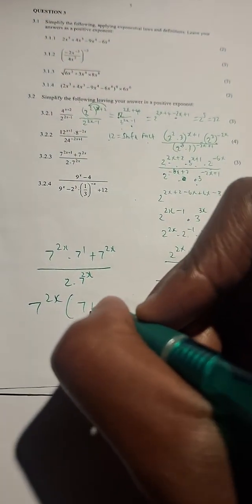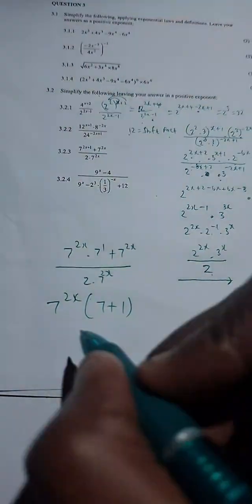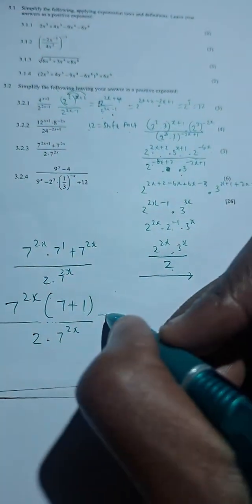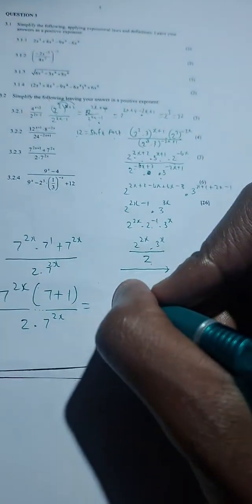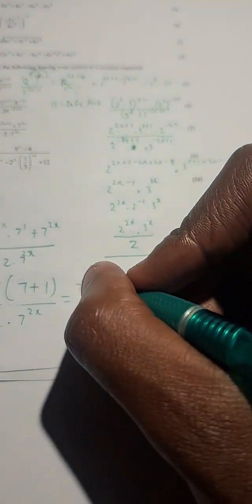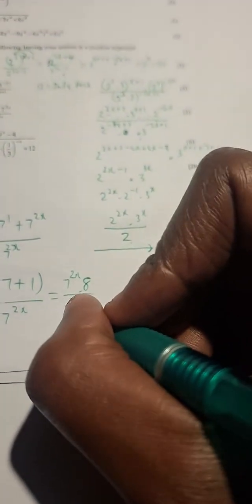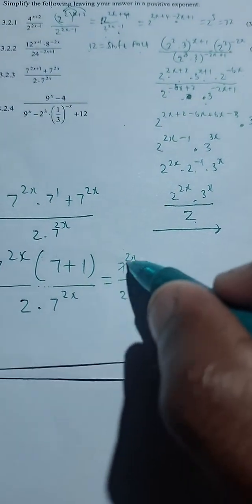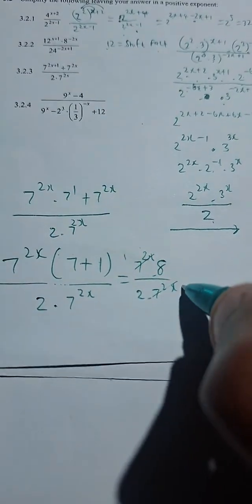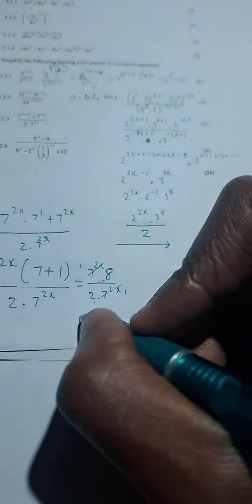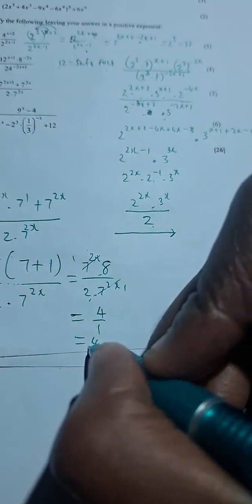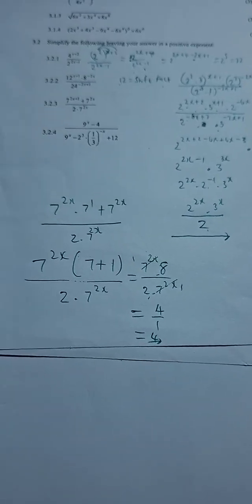I'm left with 7 plus 1 over what? Over 2 times 7 to the power 2x. Isn't this 7 plus 1 equal to 8? So we have 7 to the power 2x times 8 over 2 times 7 to the power 2x. This 7 to the power 2x and this 7 to the power 2x, they cancel out. We're left with 1 and 1. Then 8 divided by 2, that gives us 4 over 1, which is 4 as the final answer.